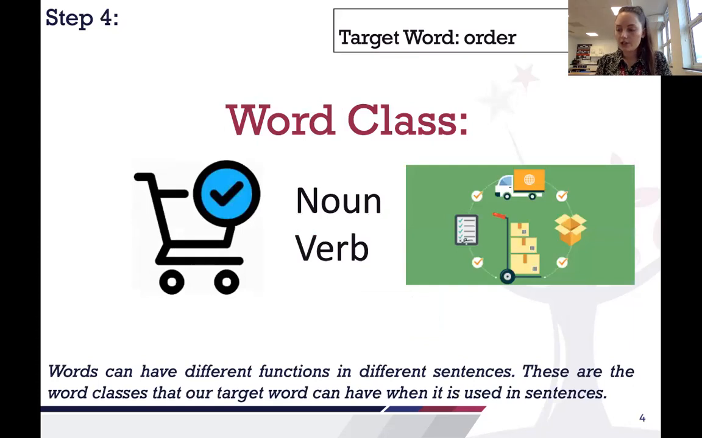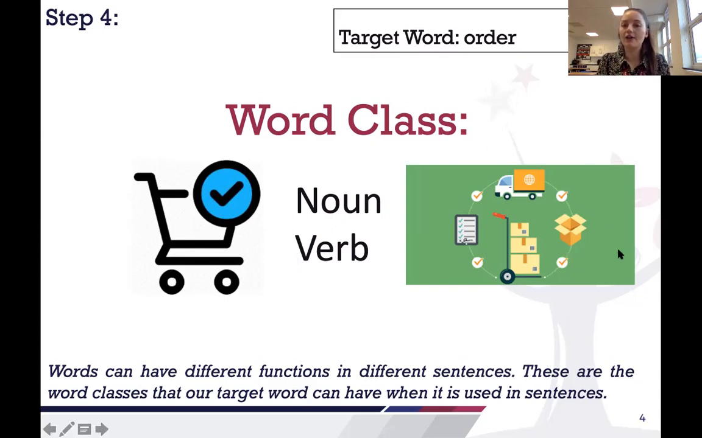So the next thing that we're going to look at is what word class the word order is. Words can have different functions in different sentences, and this is what we call a word class, so it can be used in different ways. Order can be a noun or it can be a verb. What is a noun? Tell somebody, what is a noun? Fantastic. A noun is a person, place, or thing. So order, it could be the thing that you have ordered.